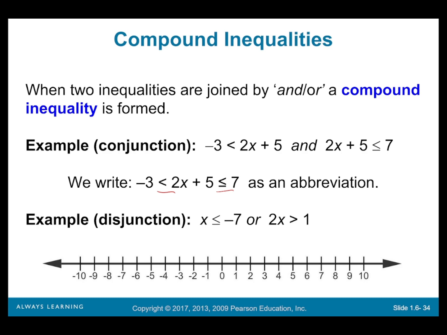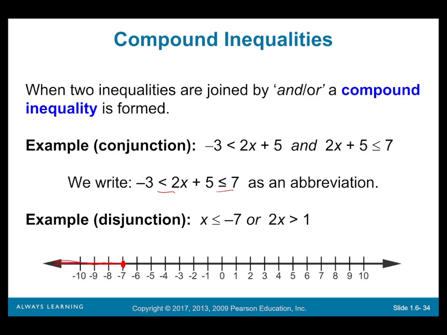On the other hand, we might have something that's a disjunction or an or in there. So x less than or equal to -7 or 2x greater than 1. If we were to try to plot the disjunction on the number line, we'd have x less than or equal to -7. I want to plug in at -7. I fill it in because I have an or equals to, and I'm going to represent all numbers to the left of that because it's less than.